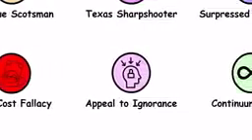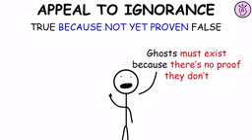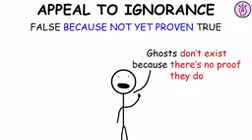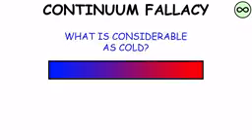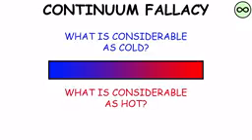Appeal to ignorance. It happens when someone asserts that a proposition is true because it has not yet been proven false, or that a proposition is false because it has not yet been proven true. Continuum fallacy. It's the argument that two states or conditions cannot be considered distinct, or do not exist at all, because between them there exists a continuum of states.